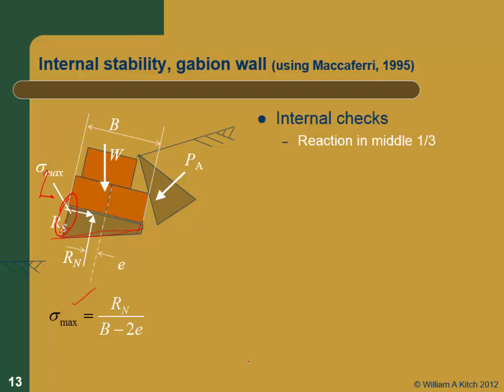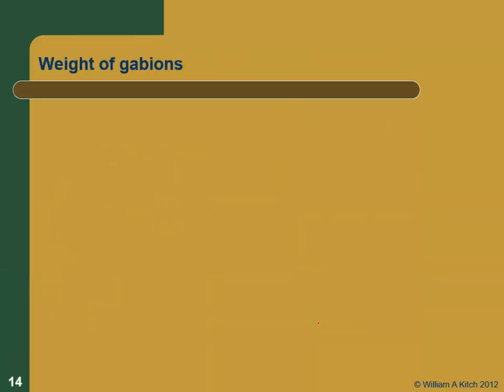And so you have to do the following internal checks. The first one, you're going to check that the reaction stays in the middle third for the reasons we've already talked about. Then you're going to check that these gabions don't crush, because you're going to have those two gabions on top of each other, and if the stress is too high, you can actually crush the gabion, and then it's going to start to deform. And then we need to check sliding across the face of the gabion. So those are the three checks that we need to do.